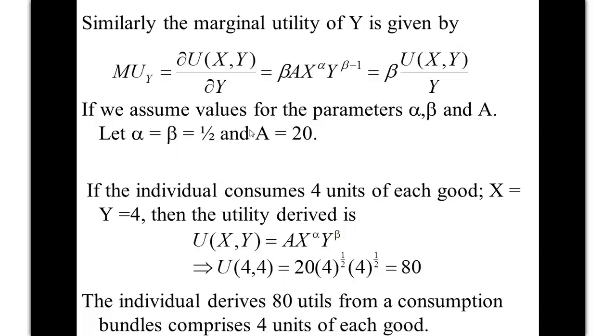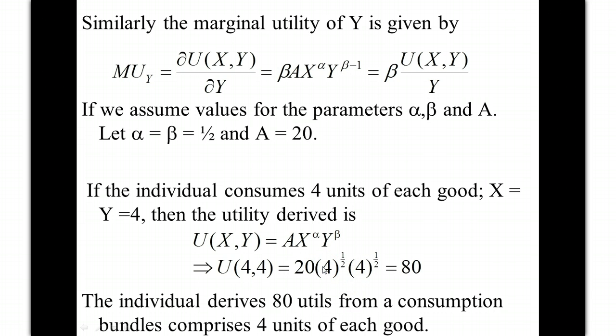So if the individual consumes 4 units of each good, how much utility do they get? If they consume 4 units of each good, x is equal to 4 and y is equal to 4. Now all we have is a set of numbers. Everything is in fact a number. There are no unknowns. We know what A is, we know what alpha is, we know what beta is, and now we've assumed x and y. So rather than having this generic construction, we can say the utility where you consume 4 units of x and 4 units of y is 20 times 4 to the 1/2 multiplied by 4 to the 1/2.